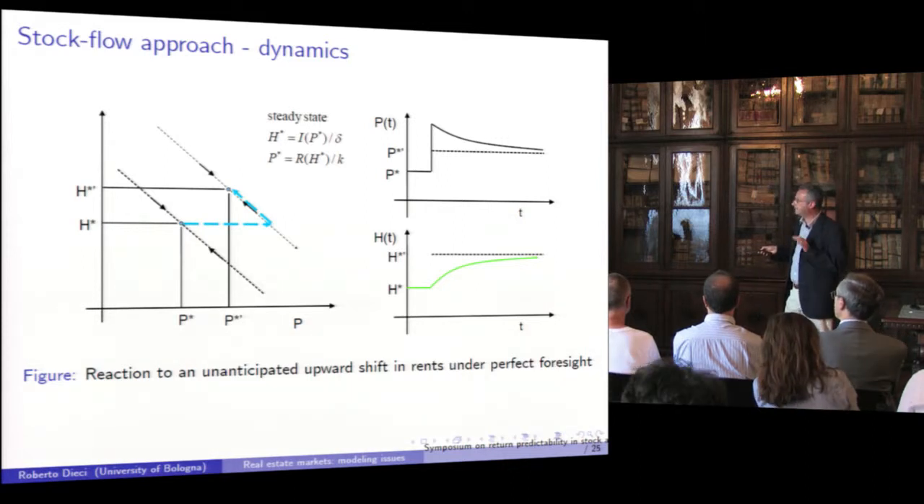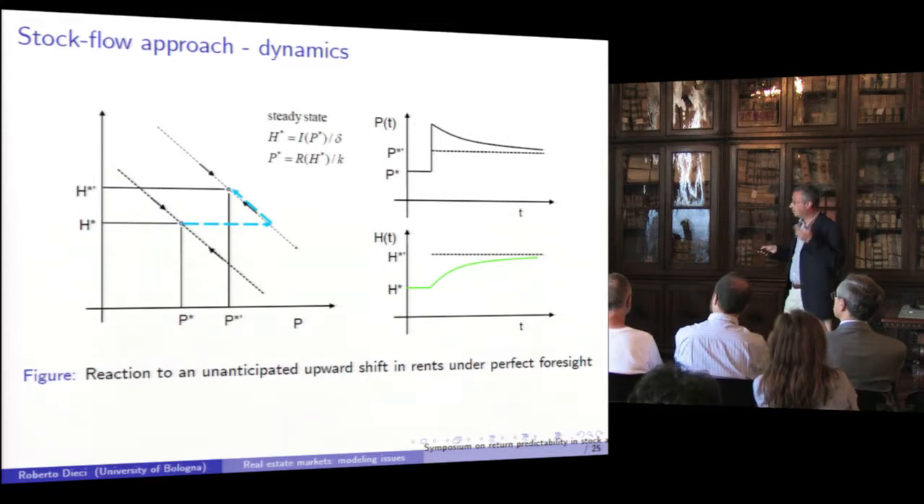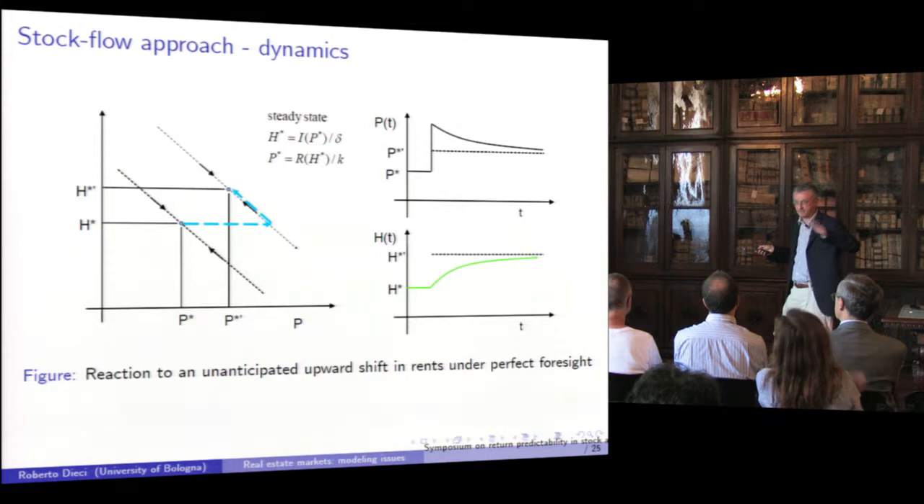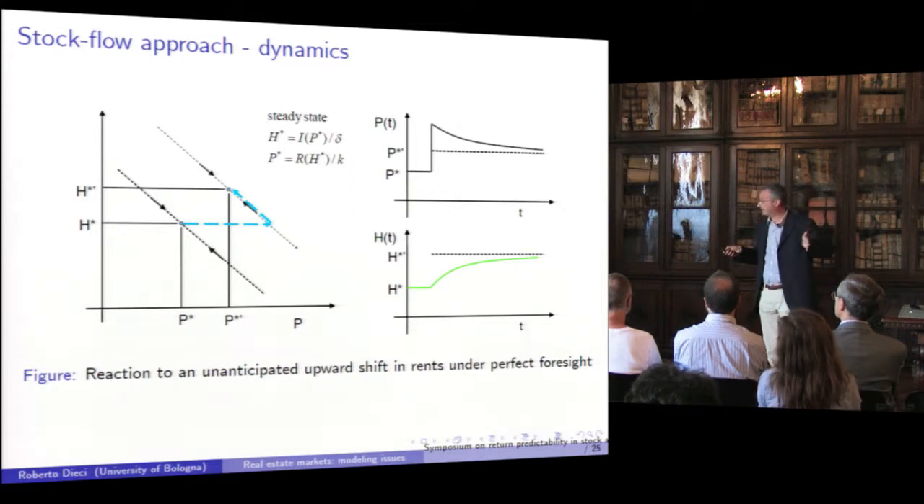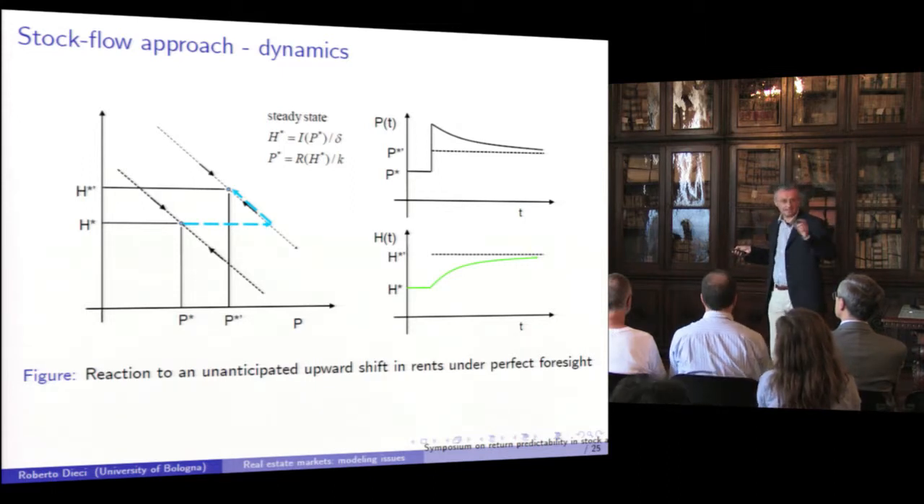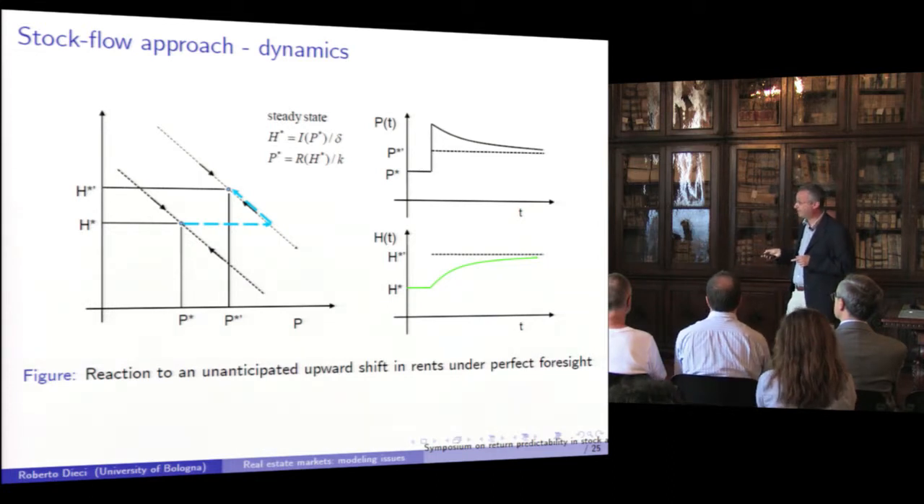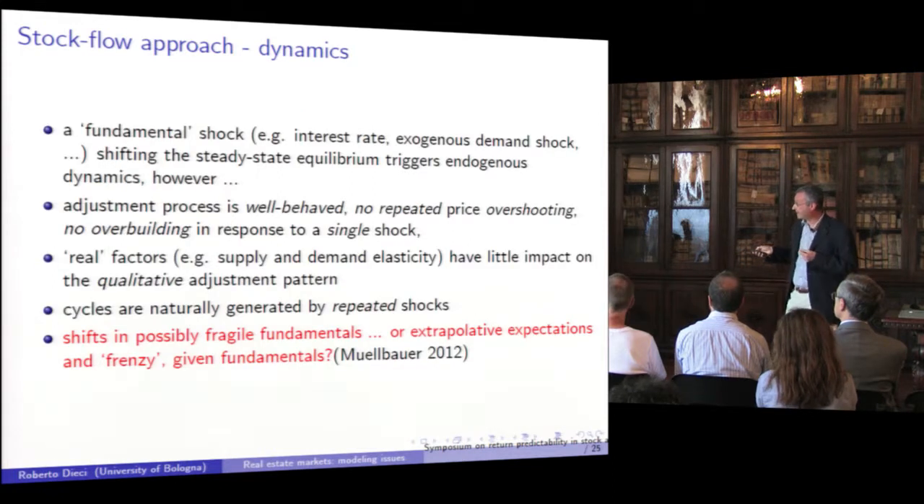And what is the effect of multiple repeated shocks? Of course, the effect of repeated shocks would be that this steady state moves back and forth, and this will have the effect of creating cycles. But cycles that are driven by exogenous shifts of the demand, for instance, or the interest rate, plus the adjustment mechanism towards the new equilibrium, even in the case of perfect foresight. So this is summarized in this slide.